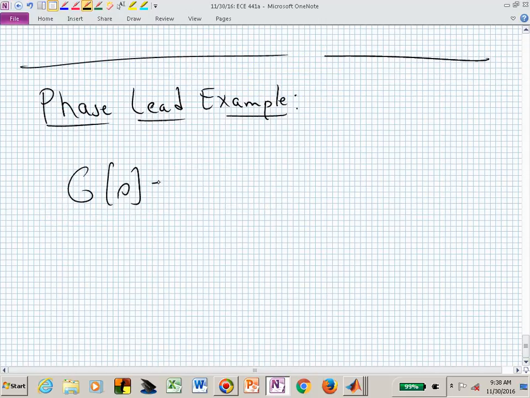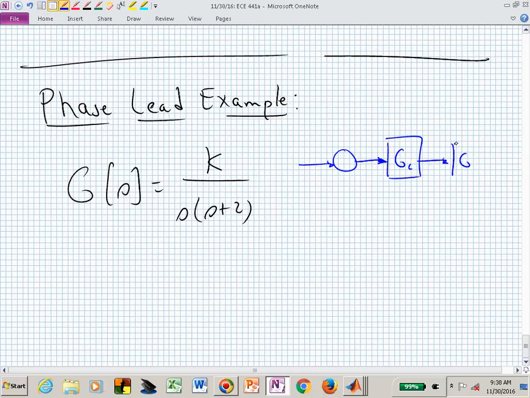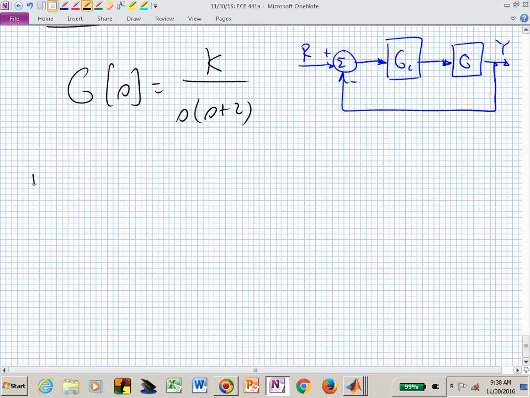Suppose somebody gives you g of s, and that's k over s times s plus 2. And typically, if you're not told, you're going to have this classical block diagram configuration where g is now given, maybe not completely, maybe we have to find the gain k, and we need to find g sub c. And how we find k and g sub c is obviously going to depend on the design specifications.